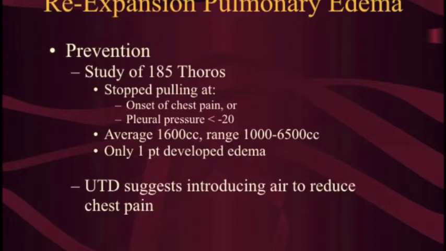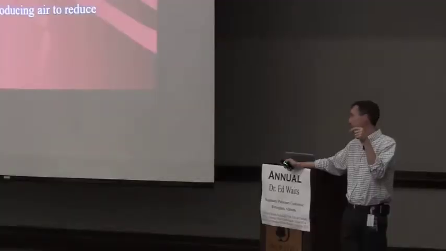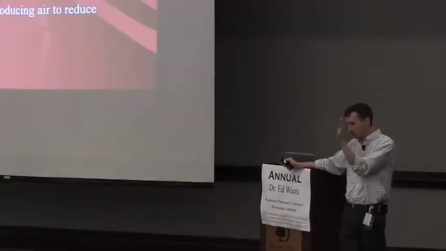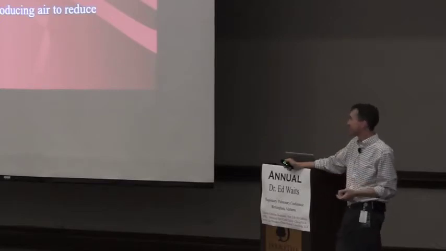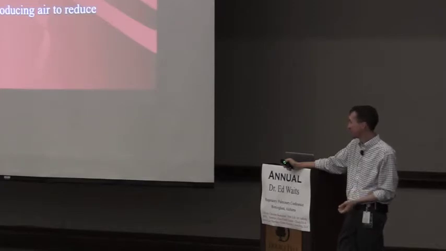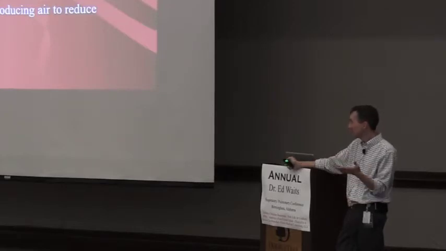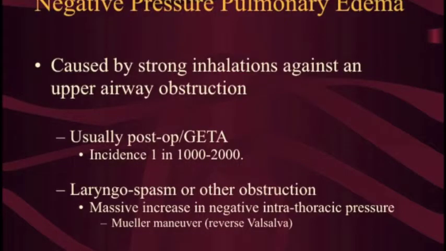UpToDate actually suggests introducing air to reduce chest pain. So if you take off a lot of fluid and you have a lot of pain, you can put a little air back in there, and the lung comes back down where it's happier. I've never done that. You have to be willing to accept a pneumothorax on your chest x-ray, and people look at you like you did something wrong afterwards. Normally I just stop when they get chest pain, and you don't keep pushing. But it's a reasonable thing to think about.